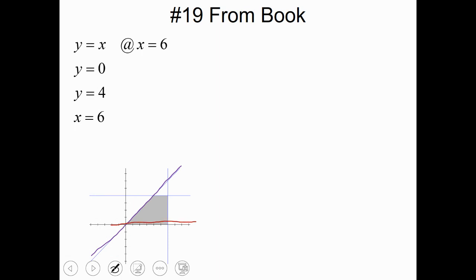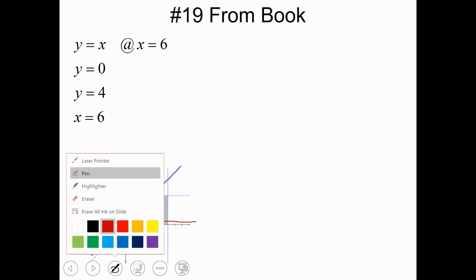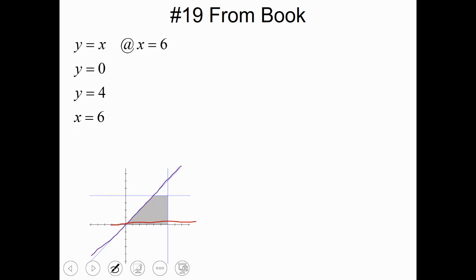Sometimes it helps to use color coding here. You have y equals 4, which is, let me put that one in black, this horizontal line. And you have x equals 6, which is this vertical line. So we get this enclosed trapezoid. And we're going to revolve it around the vertical line, y equals 6.